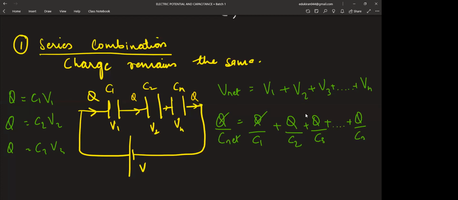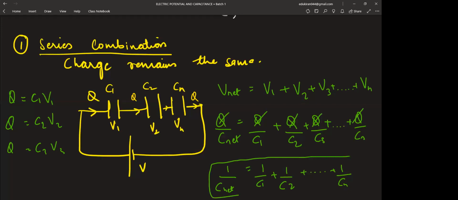Look, charges are getting cancelled from everywhere because these charges are same. What are we left with? 1 by equivalent capacitance. It is 1 by C1 plus 1 by C2 up till 1 by Cn, depending upon the number of capacitors, if n number of capacitors are connected. So in series combination, how do you solve the capacitors? You reciprocally add all the capacitors. Reciprocal addition of all the capacitors is done.